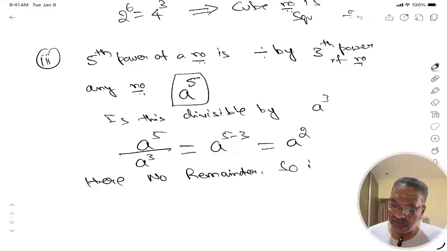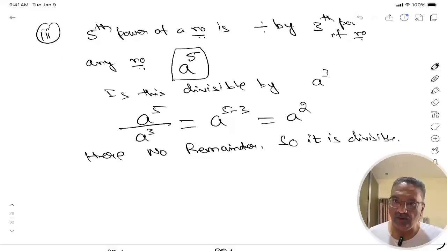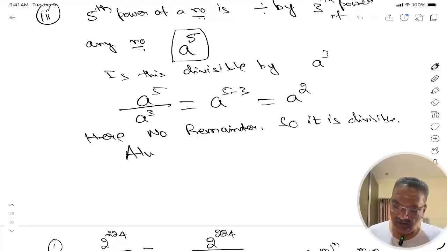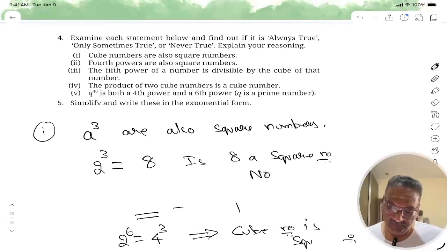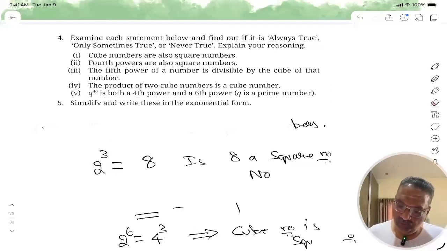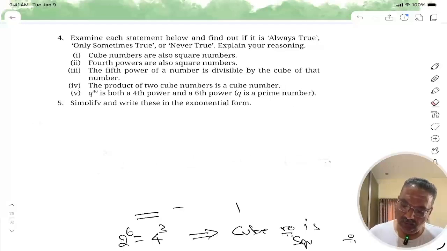So it is divisible. And is this always true? Yes, always it will be true. So always true. Next one, the product of two cube numbers is a cube number.